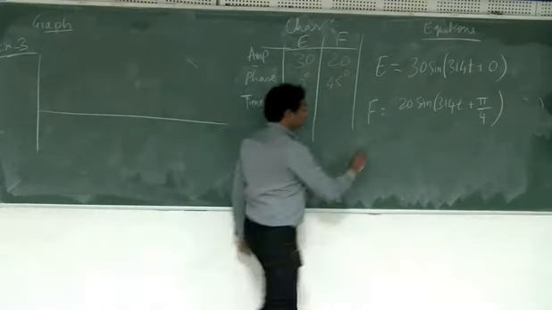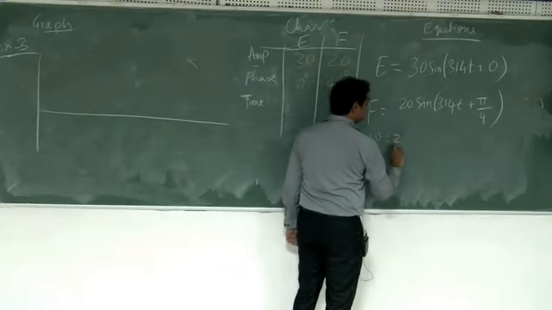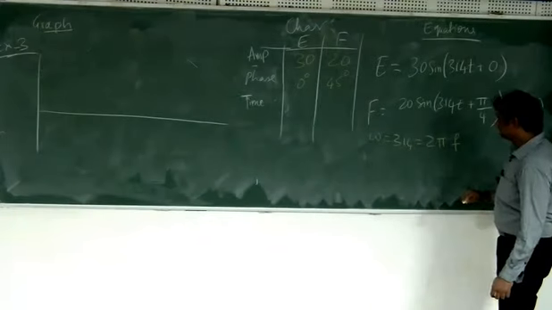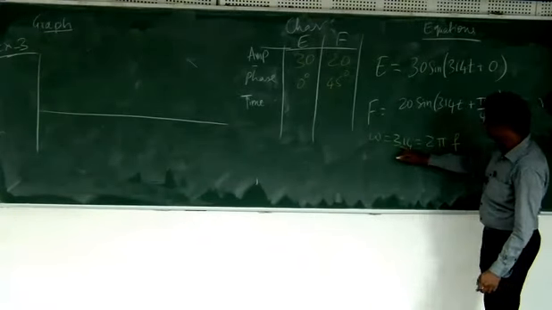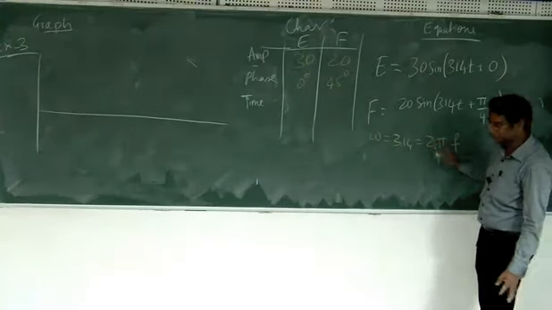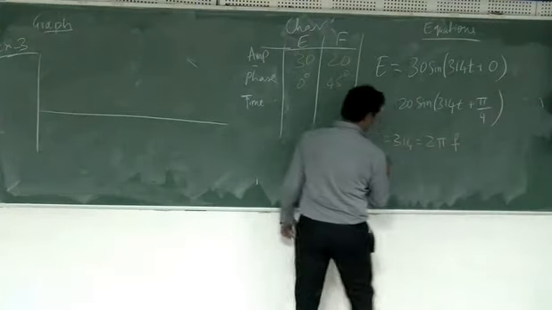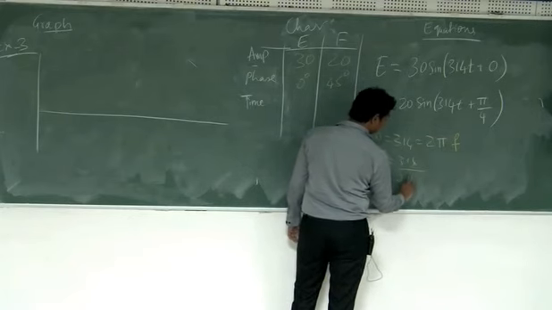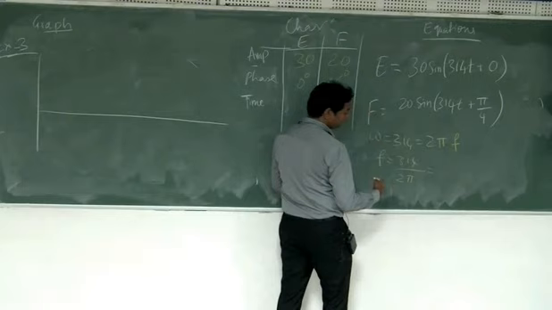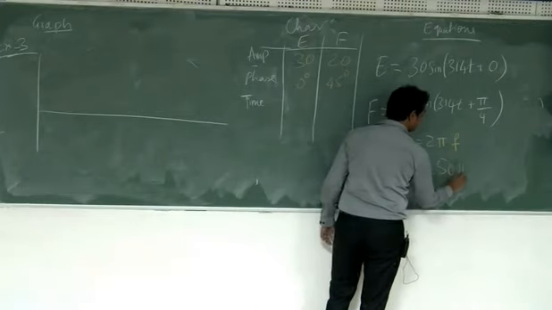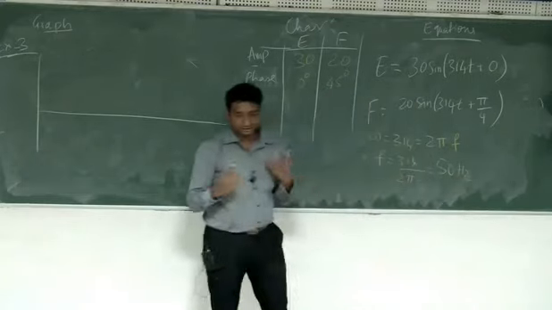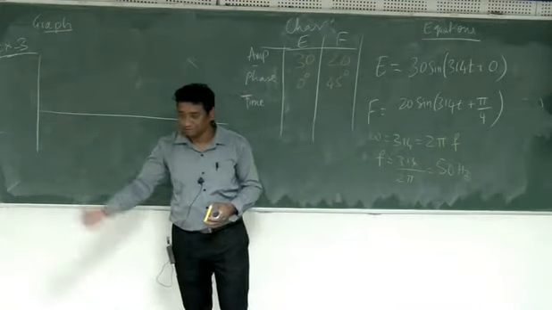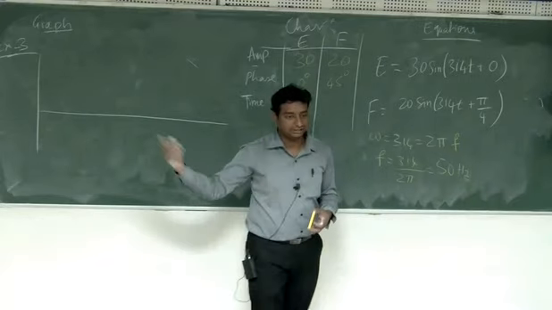Okay. So omega equal to 314, which is equal to 2 pi into F. So 314 is actually 100 pi, pi will get cancelled, kind of thing. So you will get F equal to 314 by 2 pi. This will be actually 50 hertz. You will get 50 hertz as the frequency. So this is actually the supply frequency that we are receiving from our electrical connections, electrical plugs here.